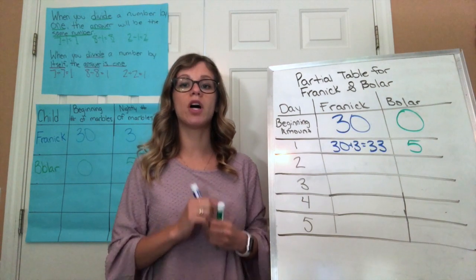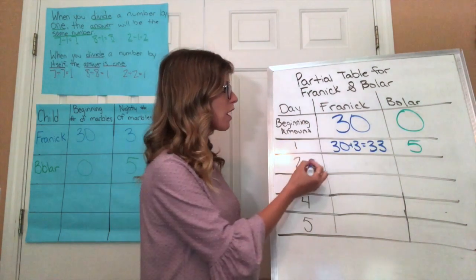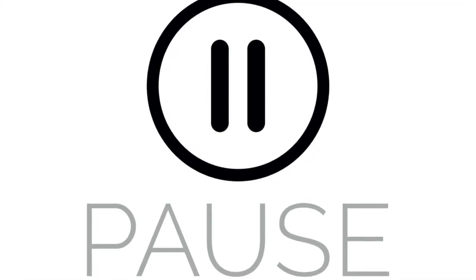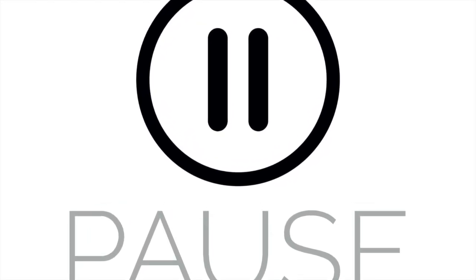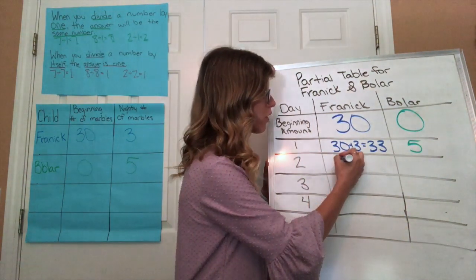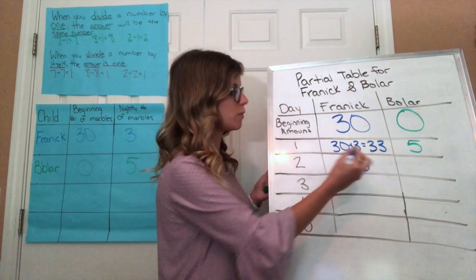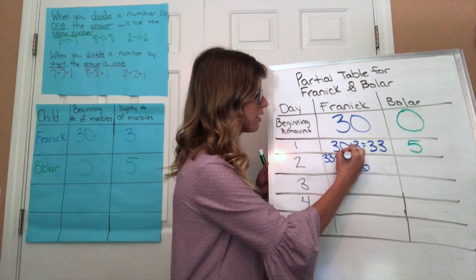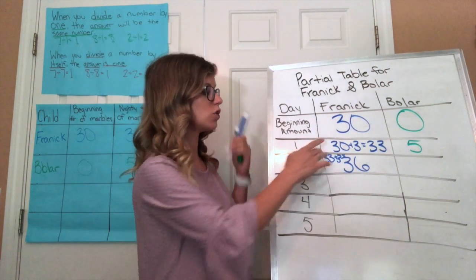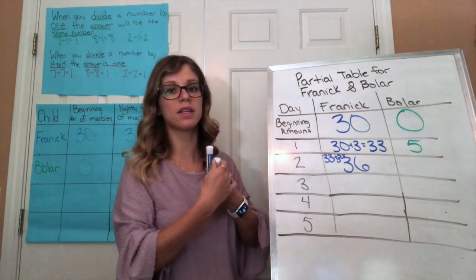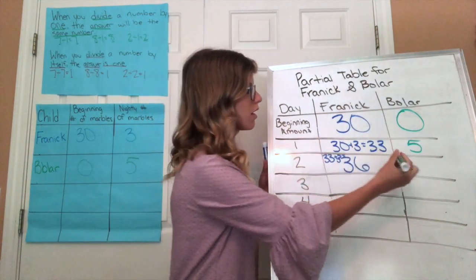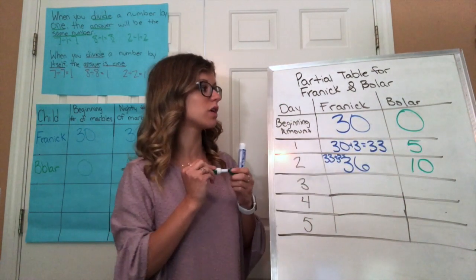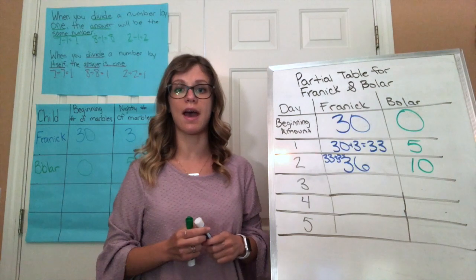What I want you to do is pause me and think about how many marbles Franek and Bolar had after the second night. Franek would have 36 marbles because it would be 33 plus 3 equals 36. So she just got 3 more than the ones that she had the night before. And then Bolar would have 10 because we're adding 5 more marbles to the 5 that we already had.